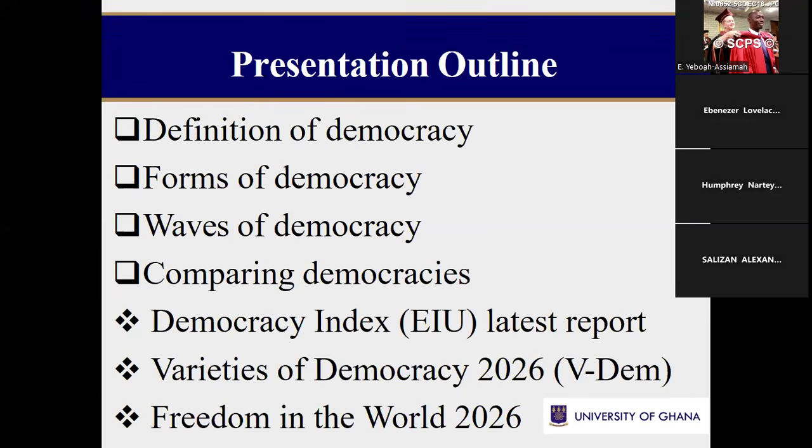those who mention the United States, you will get to know that the US is not even a full democracy. You will realize that the US is not even classified as a full democracy. So when you are asked to mention the most democratic state, the US will not come in because it is not.